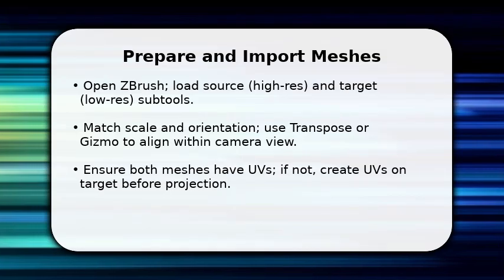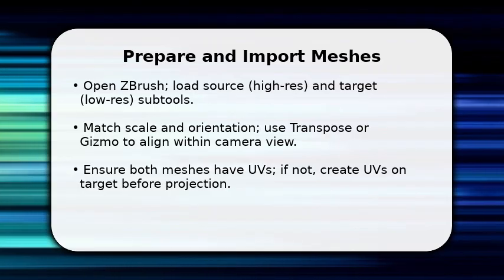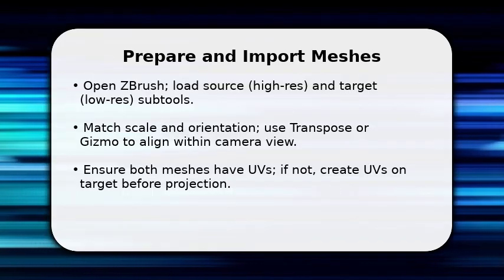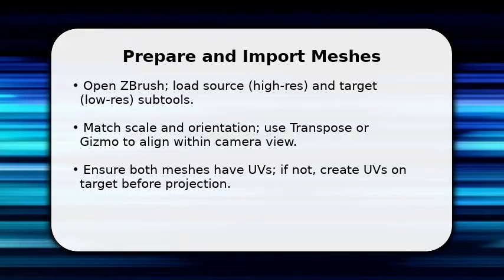Enjoy the video. You start by loading your high-resolution source and the low-resolution target into ZBrush. Align them precisely using Gizmo or Transpose so projection maps straight across surfaces. This avoids stretching. Make sure both have proper UVs because projection depends on the target's UV layout. Once done, subdivide the target to a level that can capture detail. Don't overdo it. Aim for enough polygons to hold the source detail.